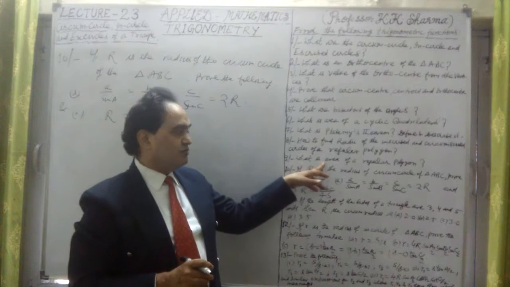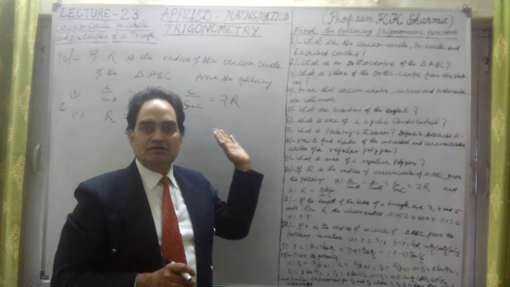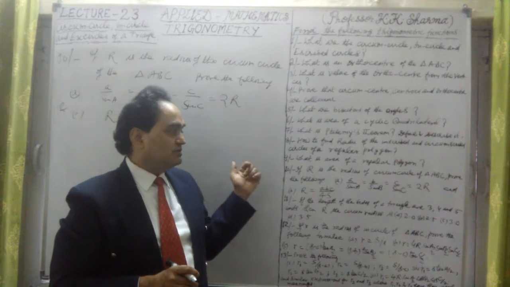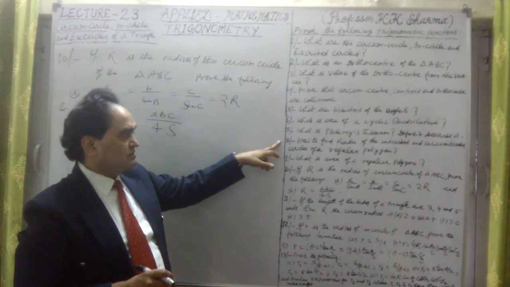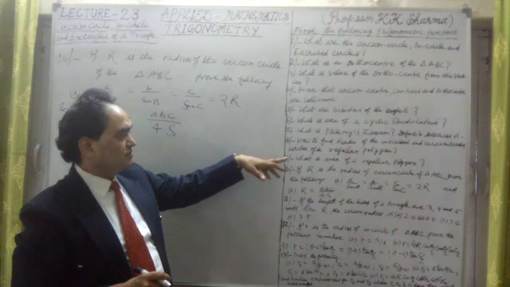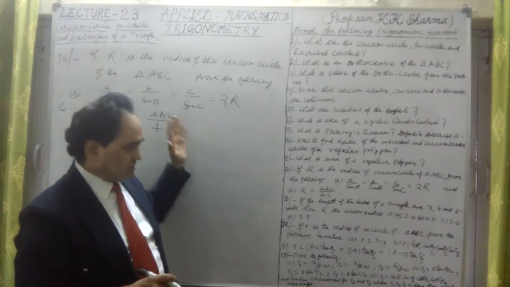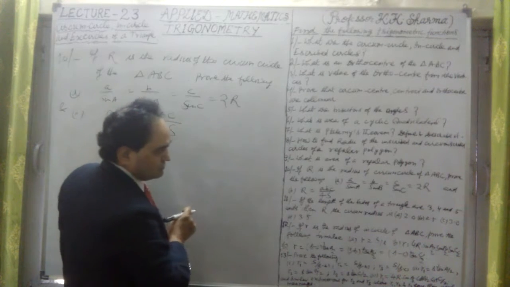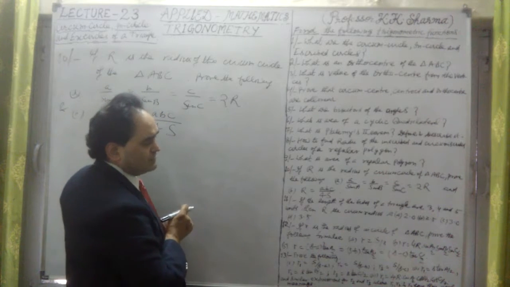So the area of the regular polygon, the 9th question, we have completed, in terms of capital R, I mean the circumradius of a regular polygon, and in terms of the inradius also we have calculated the area of the regular polygon. This is how to find the radii of incircle and circumcircle of a regular polygon. So these two questions are included. The 8th and 9th questions are just completed here. Now the 10th is this.